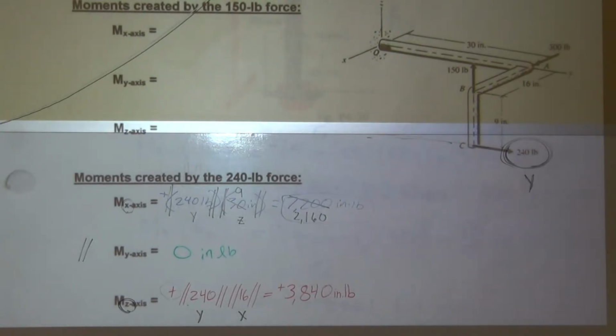And then Santiago, does the 300-pound force create a moment about the y? Take a look at where the 300 is and where the y is. I believe it does, but there is no perpendicular distance. So think about when you're talking about a moment about the y, you're talking about it either spinning towards you or spinning back. Can this thing spin if the force is right on it?